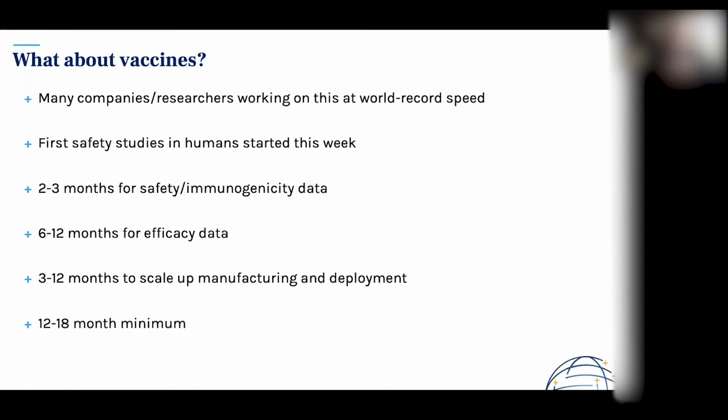Those efficacy studies take up to a year, because you have to follow people for a long period of time and enroll lots of people to determine whether the vaccine works. And if it works, then it takes another 3 to 12 months to scale up manufacturing production. So we're talking at least 12 to 18 months minimum before we can actually make a vaccine that we could share with people or even offer to people. But there are many, many companies working with many different versions of a vaccine to try to get there at world record speed.